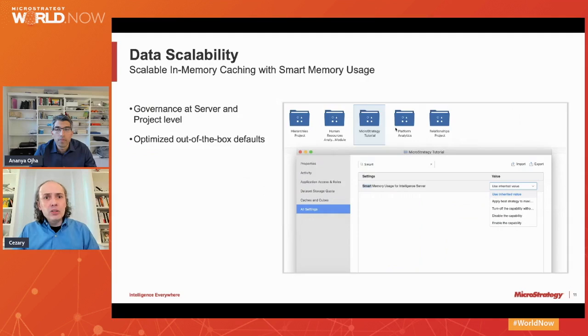Now, obviously, the best part of this is we've really tried to take all the complexity out of managing this advanced capability by starting out with enabling this capability on by default and defaulting to behavior that favors swapping smaller, less frequently used self-service cubes, but it can be enabled for all cubes in the system. We provide the capability to govern this at both the server level and the project level, all from the convenience of MicroStrategy Workstation.